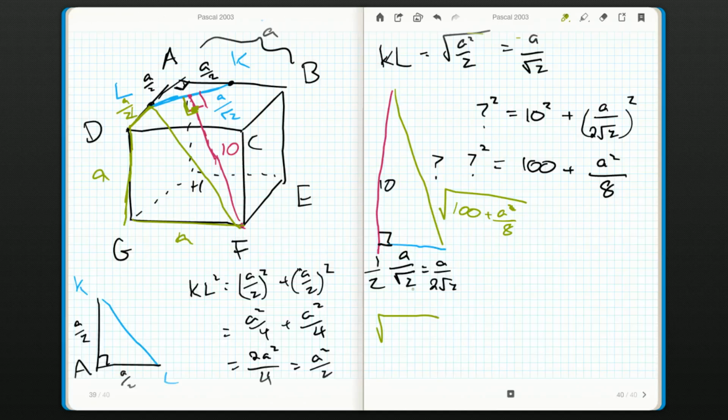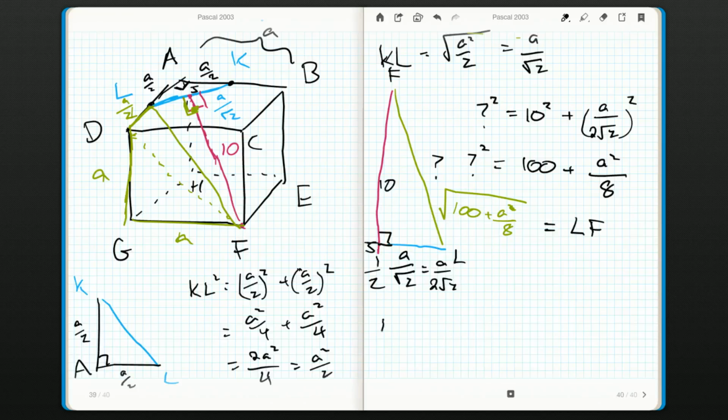So I know that this is an application of multiple Pythagoras theorems. Okay. If I have the green dashed line going from D to F, so this is F up here. This is some midpoint, let's call it J. This is J here, and this is L. So LF is the square root of 100 plus a squared over 8.